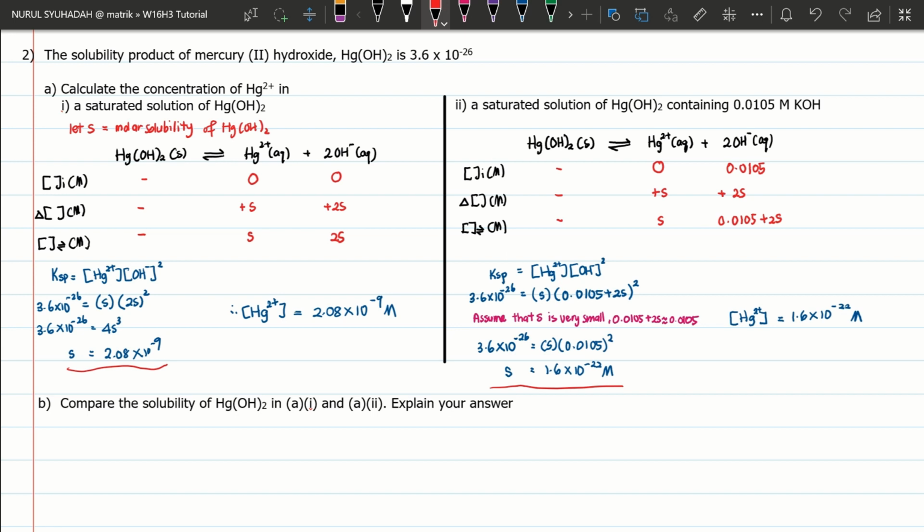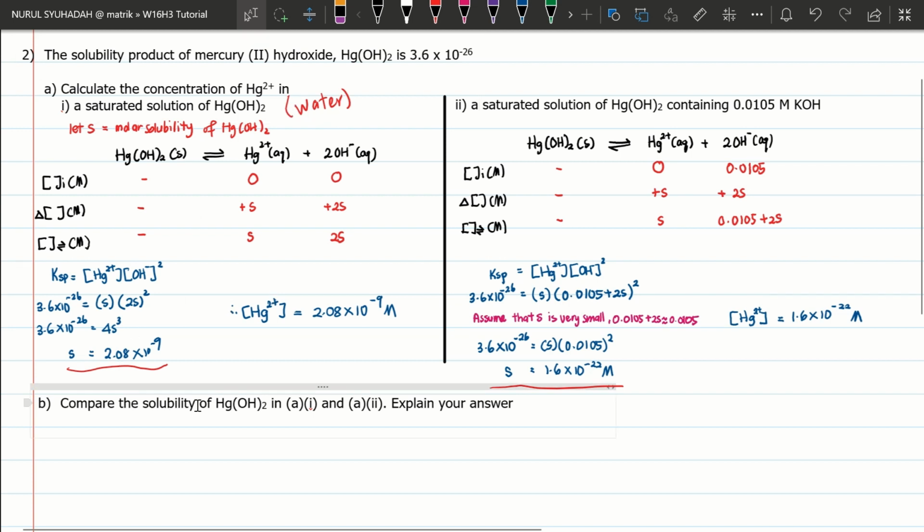Okay, kita punya mercury 2 hydroxide lebih soluble dekat mana? Is it inside the saturated solution? Saturated solution dekat sini maksudnya di dalam water. Okay, atau a solution that contains 0.0105 molar of KOH. So you can clearly see that the solubility is higher here. Okay, inside a saturated solution of HgOH2, which is just dissolved in water. Okay, so kita tengok explanation dia.